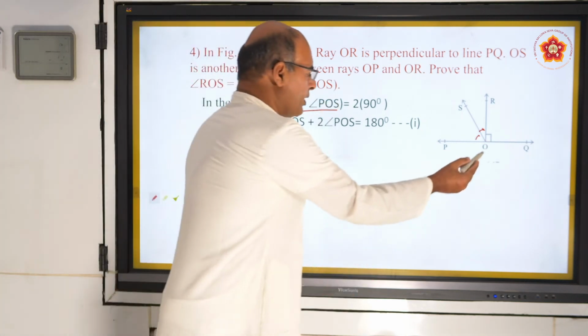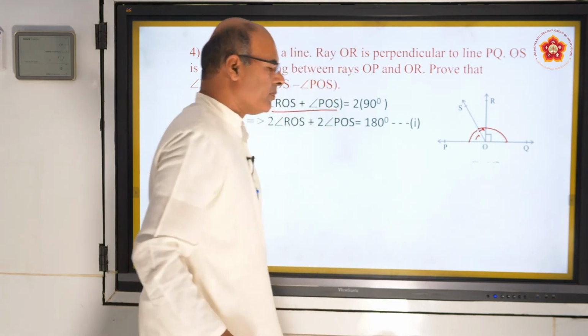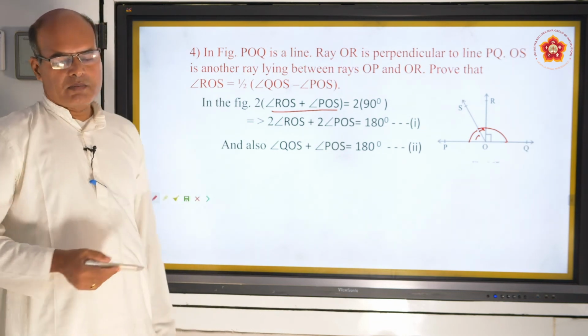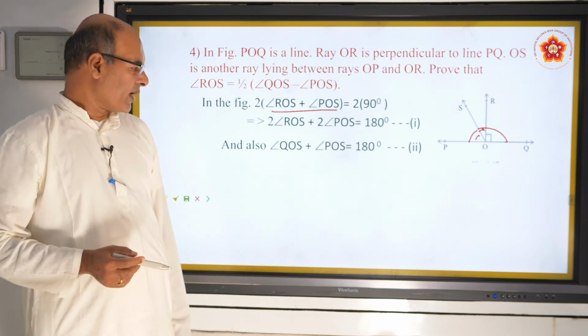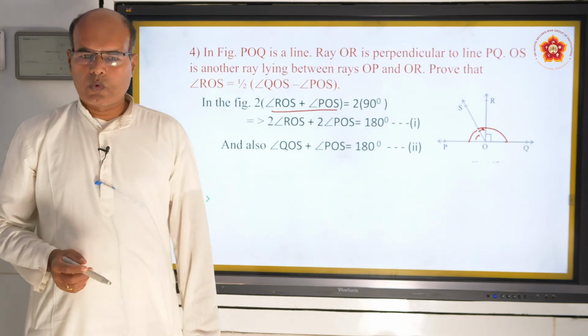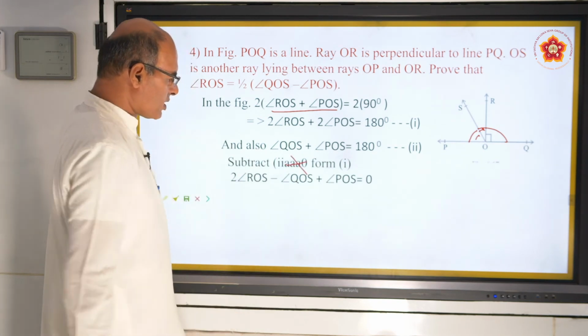Now consider angle QOS plus angle SOP, that is POS. They are linear pair angles. Their sum is also 180 degrees because they are linear pair angles. Angle QOS plus POS is equal to 180 degrees. Now subtract the second equation from the first equation.